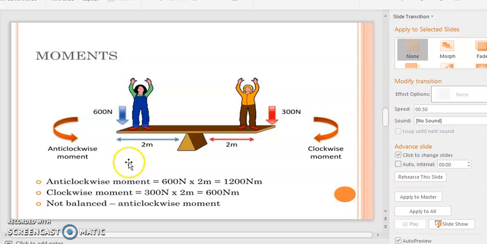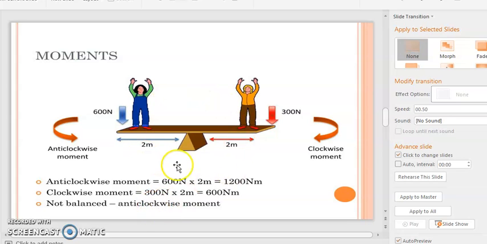So calculating, the anti-clockwise moment is 600 times 2, which gives you 1200 Newton meters. And the clockwise moment, on the right hand side, is 300 N times 2 m, which is 600 Nm. So the clockwise and anti-clockwise moments are different. This shows that they are not balanced, because on the right hand side there is 600 and on the left hand side there is 1200 Nm. So this is not a balanced moment.